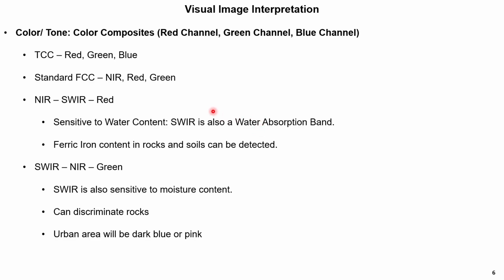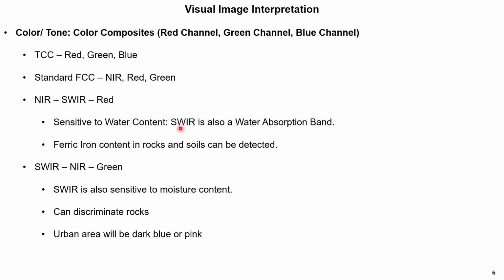So next is the color and tone. This we saw in the last week's session itself. So first is the true color composite. We have RGB. Then we saw standard FCC. Then we have some other color composites also. For example, NIR, SWIR, and red. This is one of the color composites.